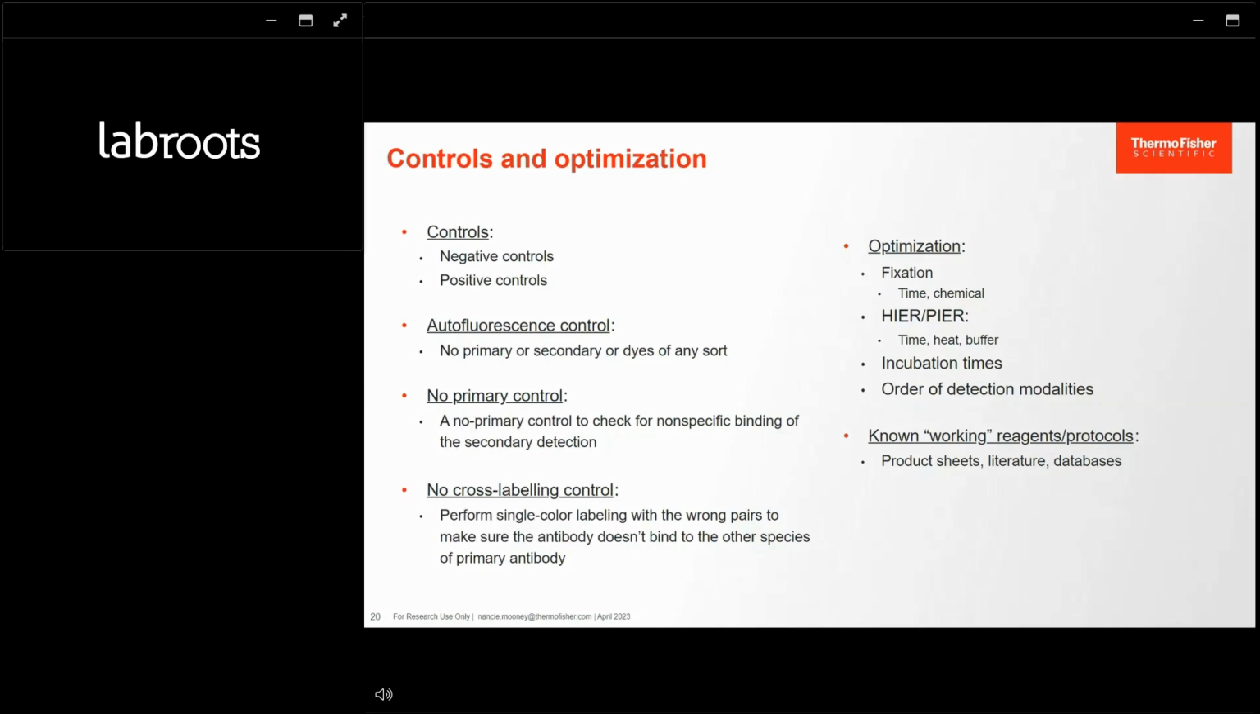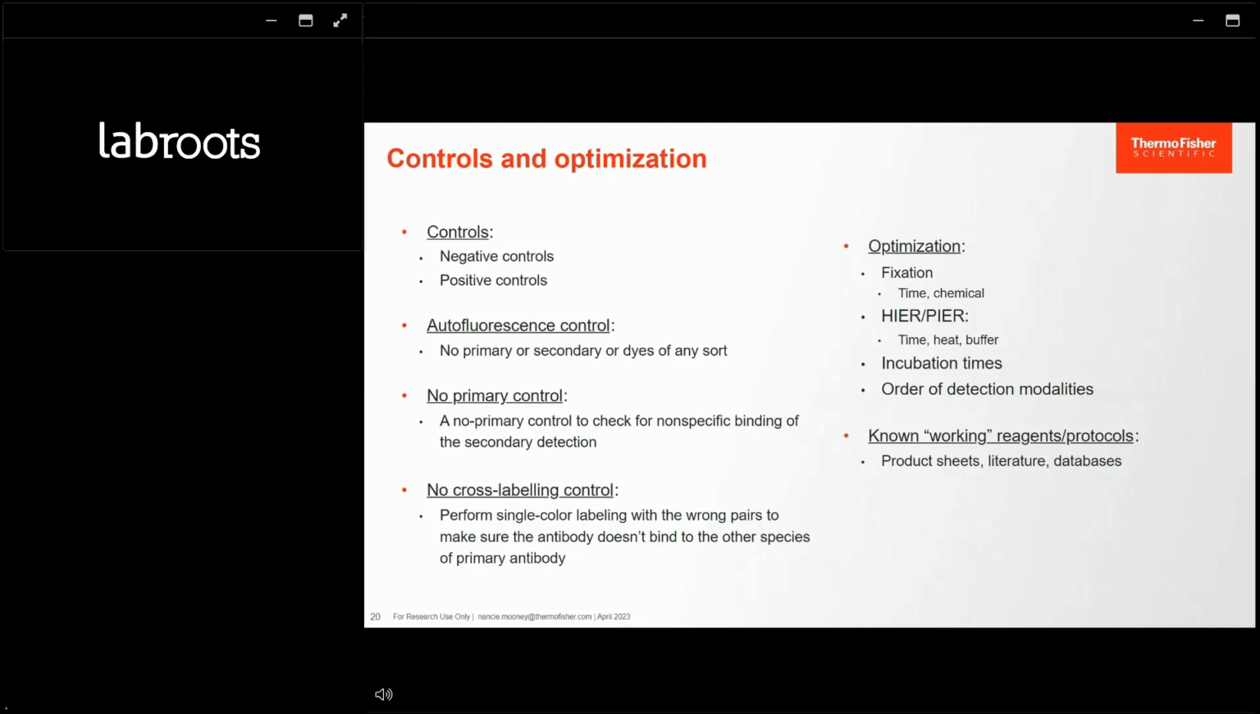When it comes to optimization, you've heard me say many times in this webinar, and I'll say it again, optimization is critical to get your best data. There are many different steps at which you can optimize. You can optimize your fixation in terms of how long you fix and what chemicals you're using. You can optimize your antigen retrieval, again, optimizing the amount of time, the heat, or even the buffer. Incubation times are also very important in terms of how long you're incubating with your various detection modalities like your antibodies or your probes.